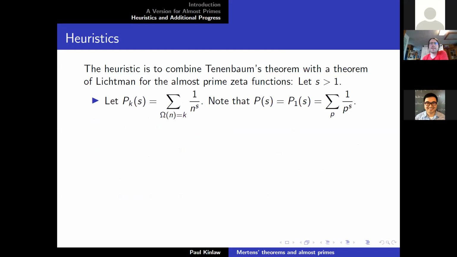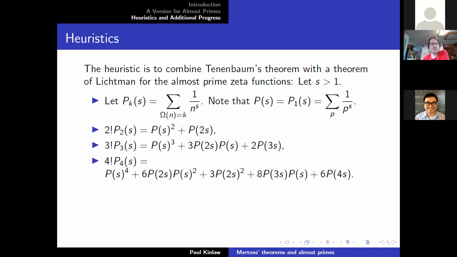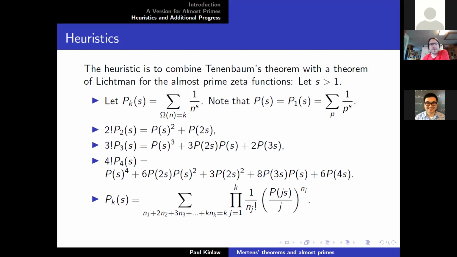So the heuristic is to combine Tenenbaum's theorem with a theorem of Lichtman for almost prime zeta functions. So if we let P_k of s be the sum of reciprocal s powers of k almost primes up to x. And note that P_1 of s is just the prime zeta function because one almost primes are just prime numbers. And Lichtman derived a combinatorial formula for the almost prime zeta functions. And the terms here are multinomial numbers of integer partitions. So there's a general formula.